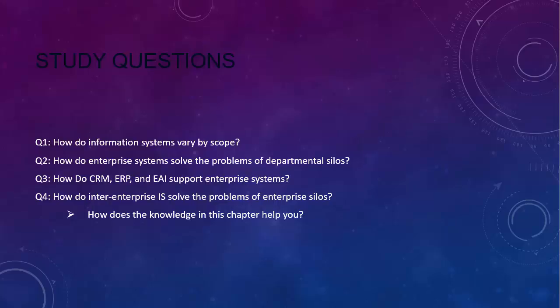These are enterprise systems, and we'll say what those acronyms stand for here in a little bit. And then, how do inter-enterprise IS solve problems of the enterprise silos again? And so hopefully this will give you a better understanding of how information systems are used in an organization and how they can be used for strategic advantage and helping you do a better job.